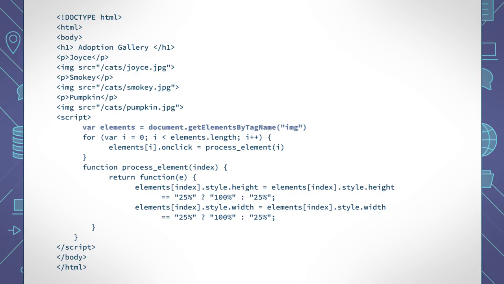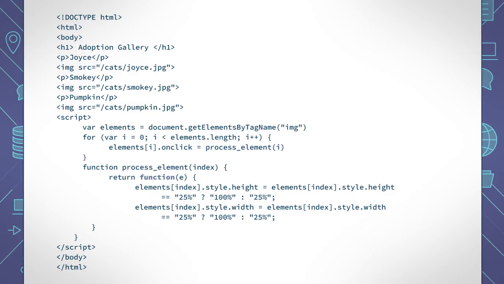The first line in the script obtains all image elements in the document and stores them in a list. The for loop adds an on-click listener to each image element in the list. So, when an image is clicked, the process element function is called. The process element function returns an anonymous function, which is responsible for scaling the image.